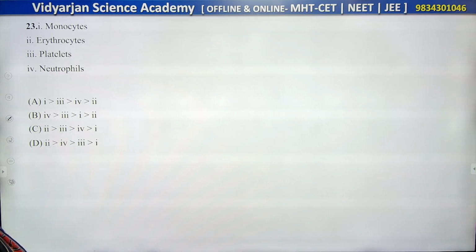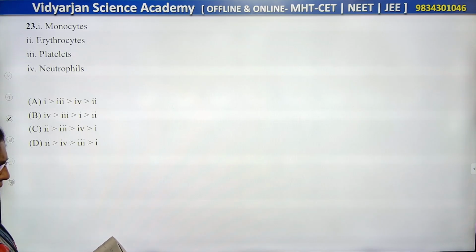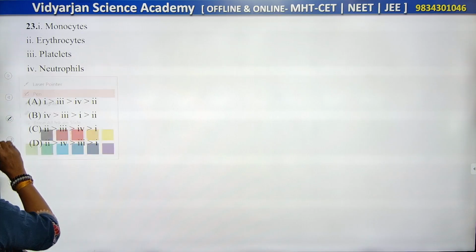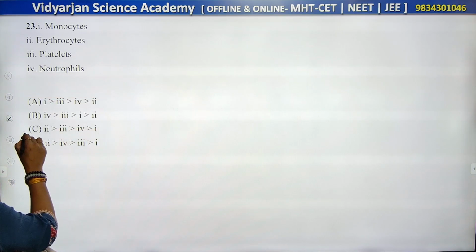Question number 23. Monocytes, erythrocytes and platelets and neutrophils. Okay, select the correct option here. Along with the per number, okay, how much will be the count here? Monocytes, then erythrocytes. So according to this, what will be the correct answer here? Your correct answer is here, that is C.